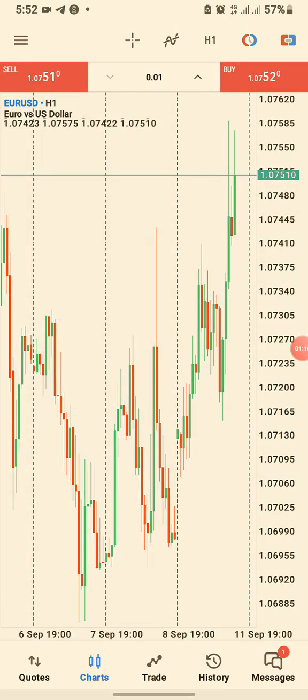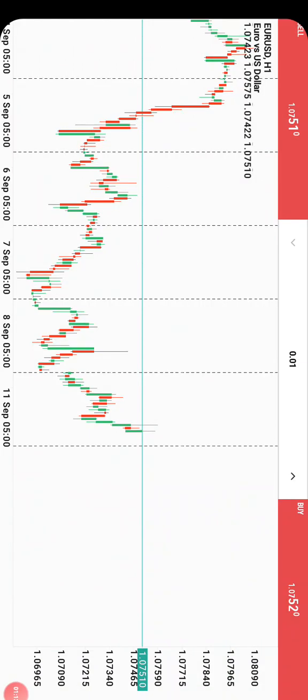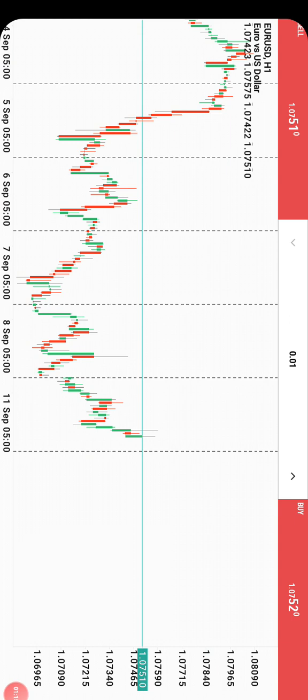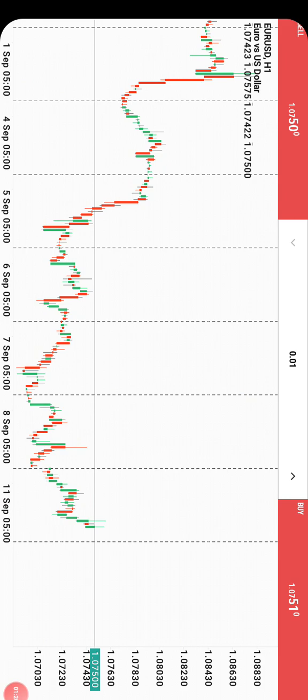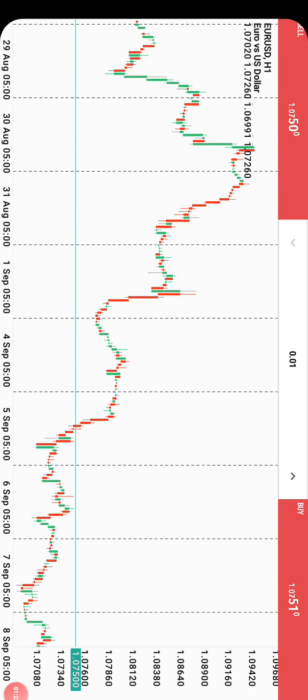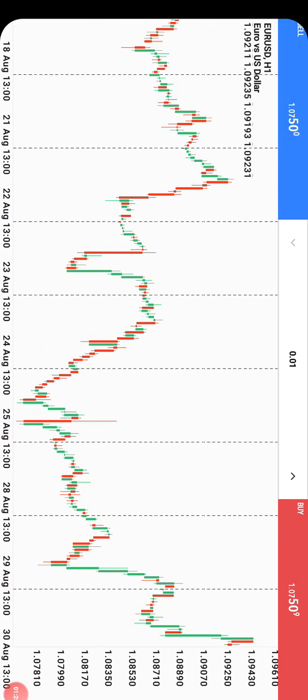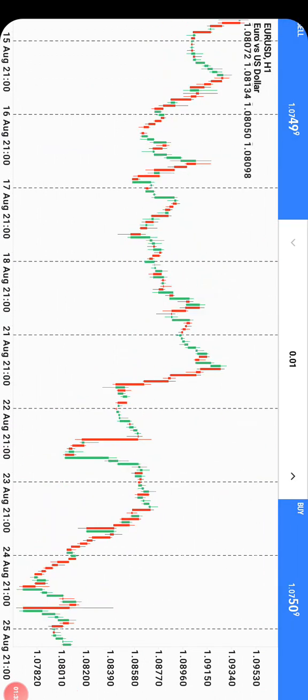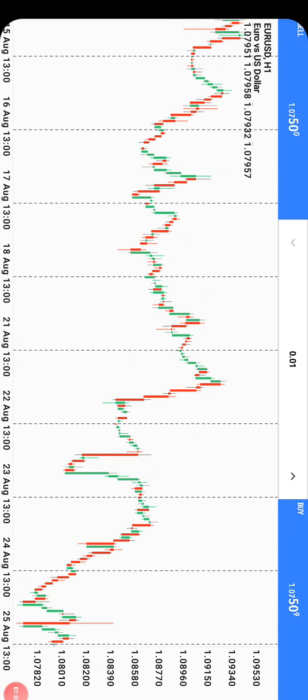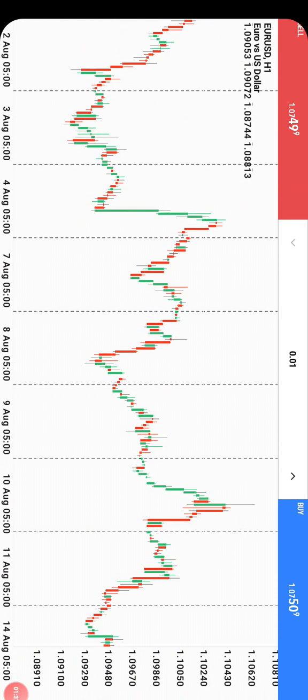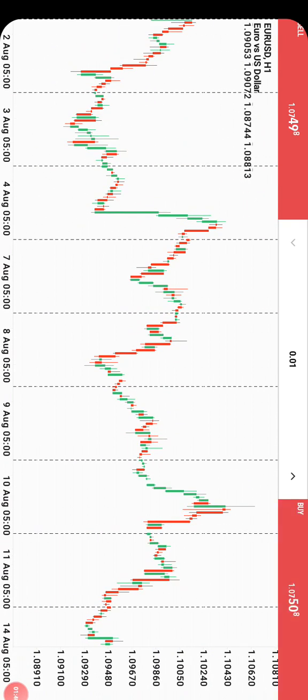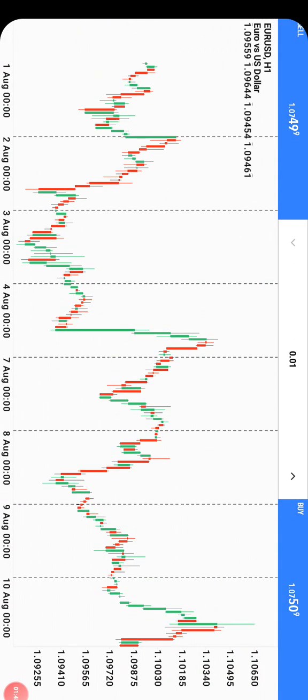So we're going to put our phone on landscape. Just put your phone on landscape. And here we go. They want to look at trends. Now there are three types of trend. We have the uptrend, we have the downtrend, and we have the sideways trend.